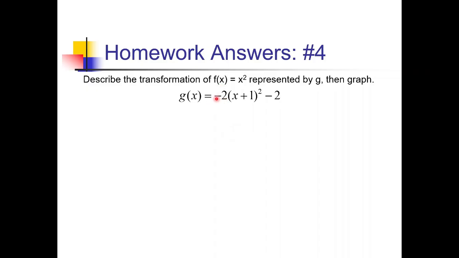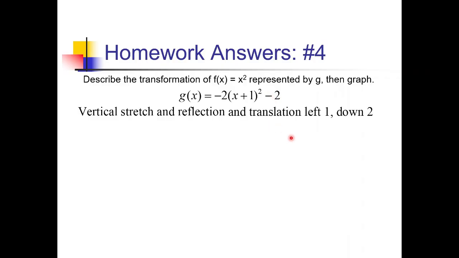It's giving us a vertical reflection and also a vertical stretch. And then we also have some translation going on. The plus 1 inside gives us a left 1 translation, opposite of what you'd expect with a plus there. And then the minus 2 outside is exactly what it looks like vertically. We're going down 2. So left 1 and down 2.